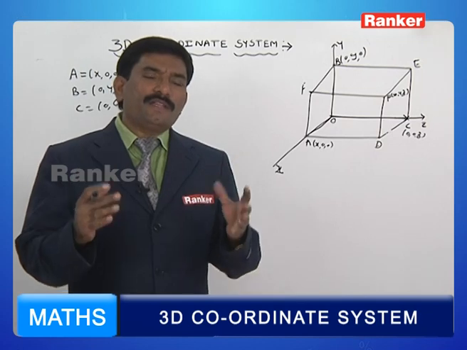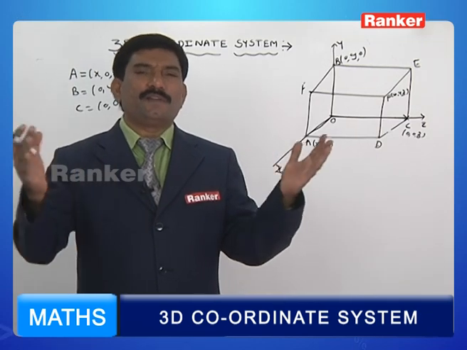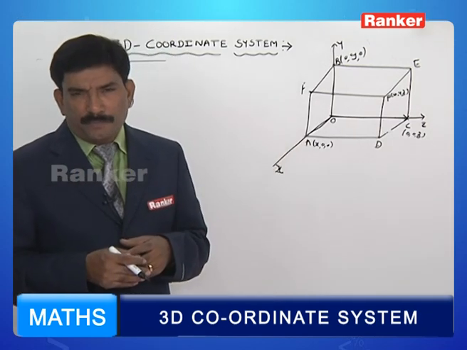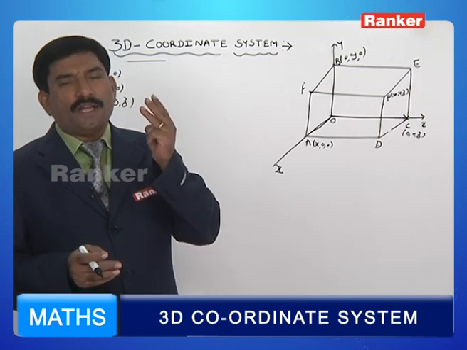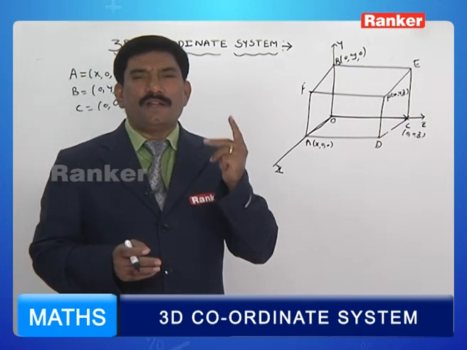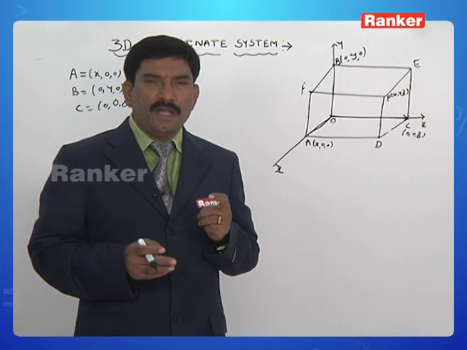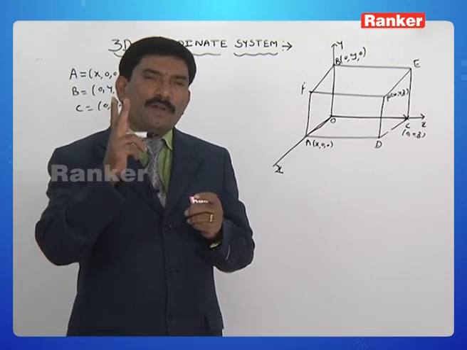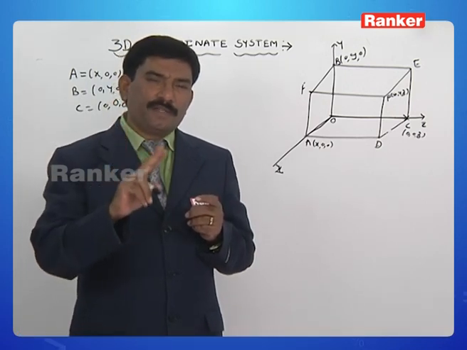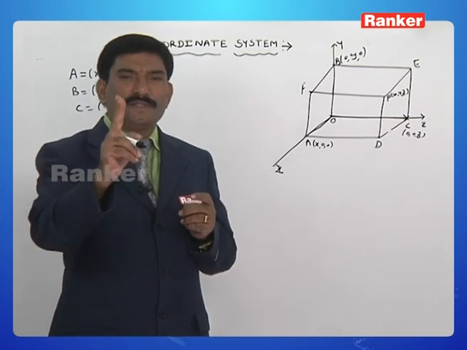Rather, we call the xy, yz, zx planes the coordinate planes. There are three coordinate axes: one is the x, y and z axis. Other one is, there are three coordinate planes: one is xy, next one is yz, next one is the zx plane.